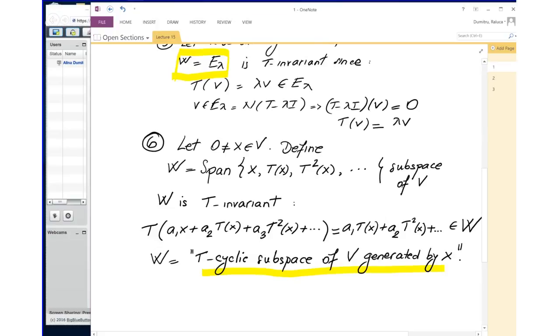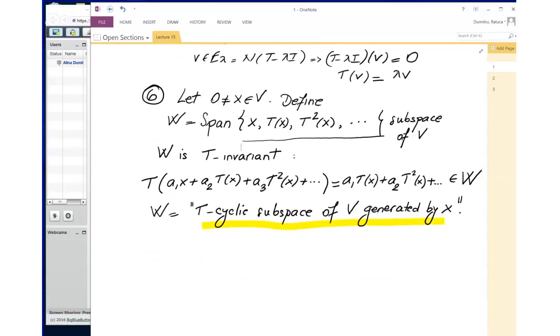Of course, if x is 0, then nothing happens, because if you keep applying T to x, you still get 0, right? So you get a trivial space. That's why the request for x to not be 0. Okay, so W is defined to be the span of all those vectors, x, T of x, T squared of x, and so on, where by square we mean composition. So we checked last time that W is T invariant, because when you apply T to a linear combination of things in that set, you end up with another element of that set.